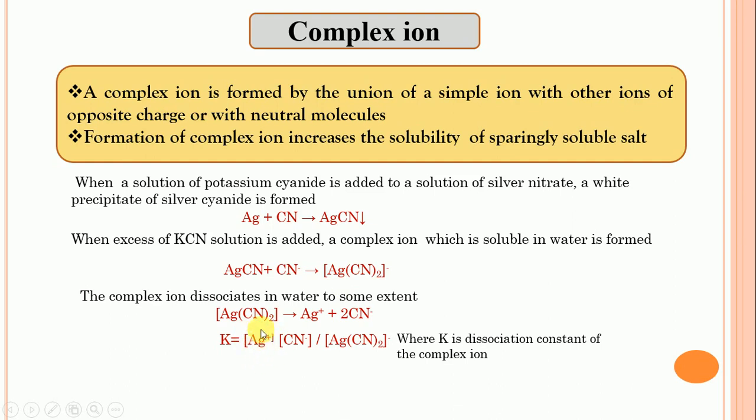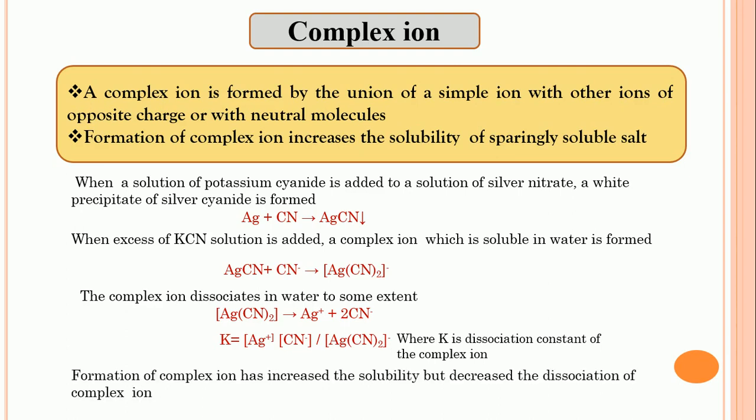and the precipitated compound is more soluble in the water, because this Ag plus concentration is low, and this low means the solubility product is higher as compared to the ionic product, or we can say the solubility product does not exceed the ionic product. So from this equation we can say that formation of complex ion has increased the solubility but decreased the dissociation of complex ion.